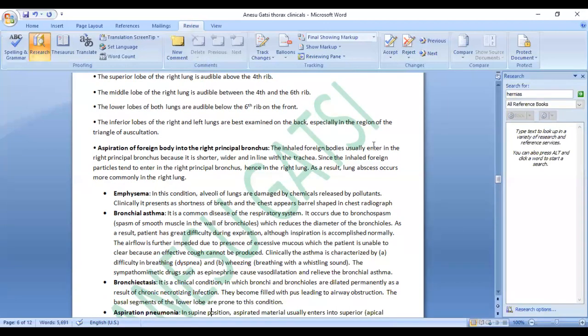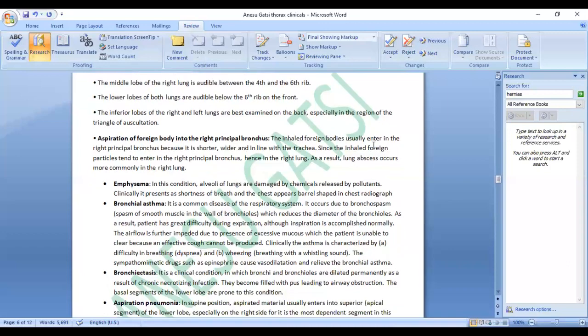Sympathomimetic drugs such as epinephrine will be used to cause bronchodilation and relieve the asthmatic attacks. These patients have dyspnea, that is difficulty in breathing, and they breathe with a whistling or rattling sound that is known as wheezing.